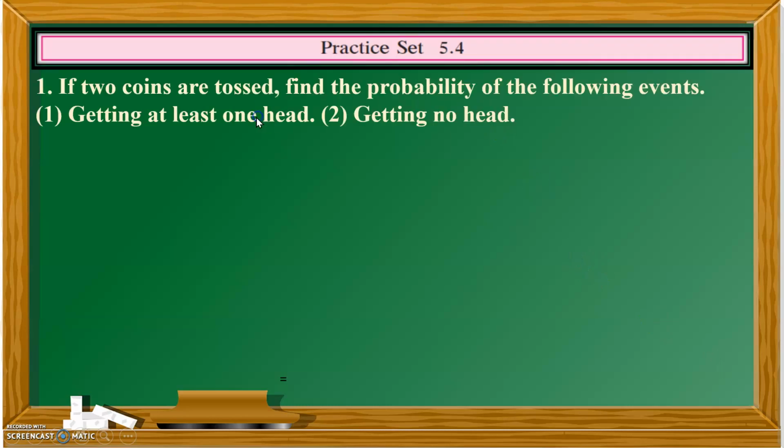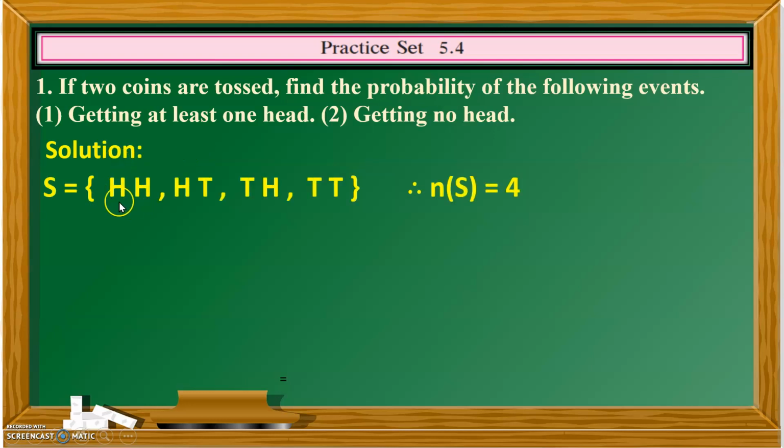So with this, let us start with practice set 5.4. The first question: if 2 coins are tossed, find the probability of getting the following events: getting at least one head and getting no head. So let us write the solution. We start with the sample space. You know that the sample space will be HH, HT, TH and TT, and N of S will be 4.